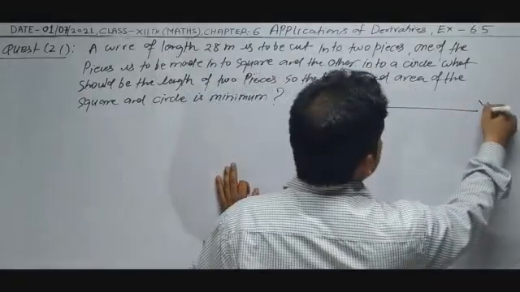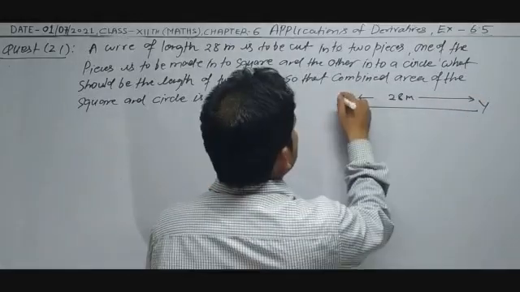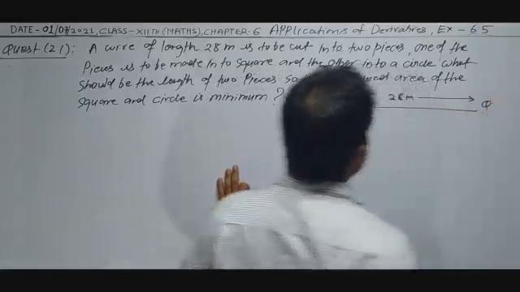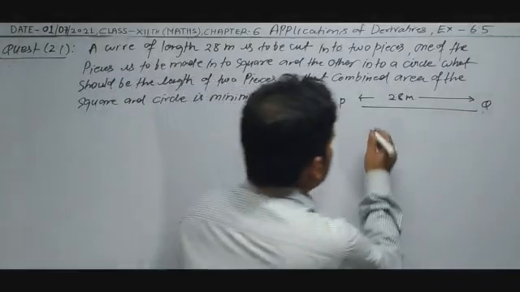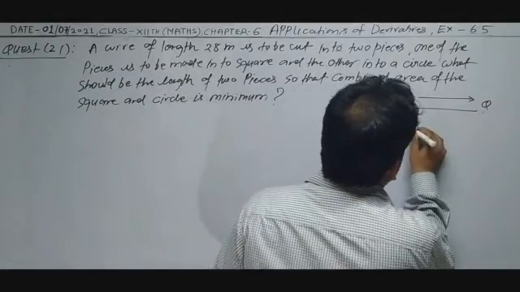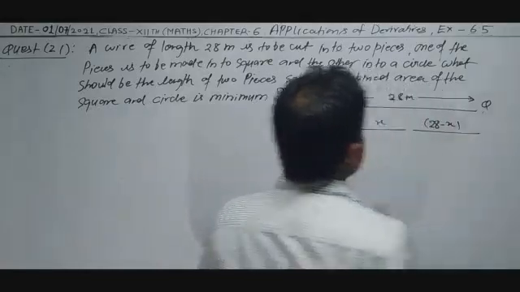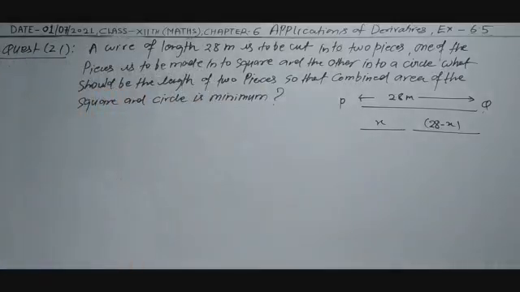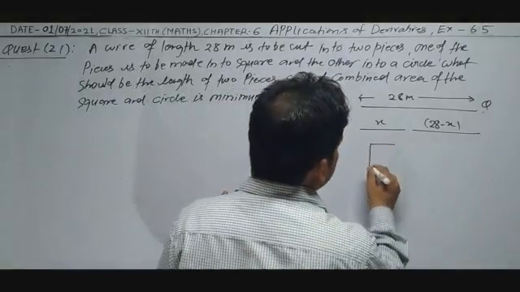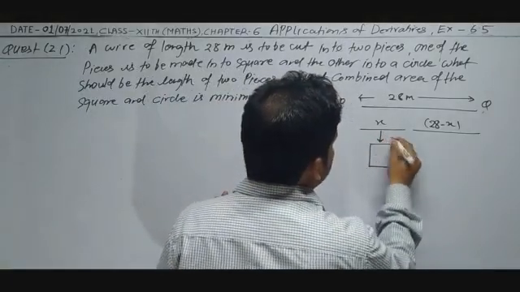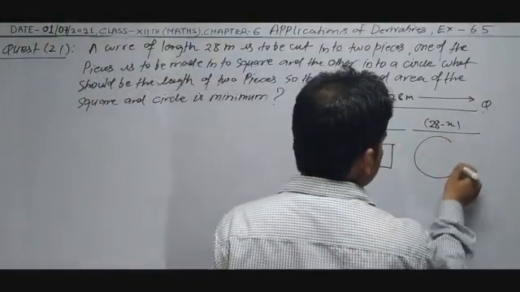Suppose this is XY. This length is 28 meters. Suppose PQ, and suppose we have to cut it into two pieces. So suppose the first part is small x, then the other part will be 28 minus x. This one is bent in the form of a square, and this is bent in the form of a circle.